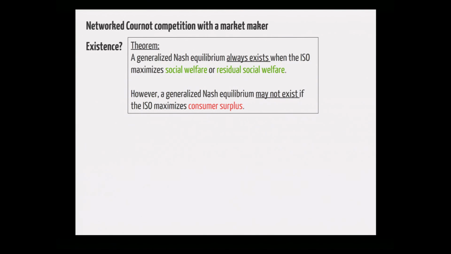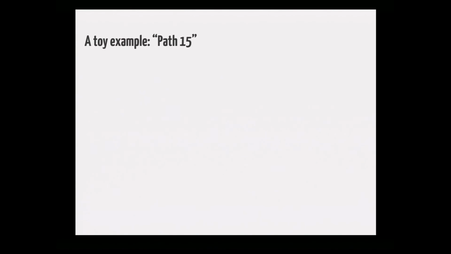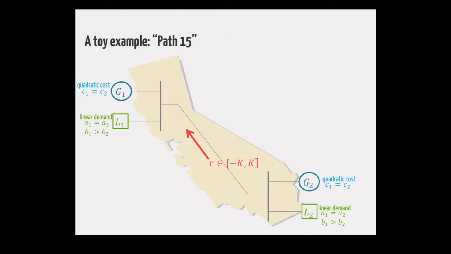This is specifically because of market power manipulations. But if you're optimizing social welfare or residual social welfare, equilibrium will at least exist, which is a good first step. But that doesn't mean everything is good. Just to highlight how much this can matter, this is my caricature of California. There's basically large generators in the south, large generators in the north, and a few overcapacitated lines between them. The real line here is called Path 15, and it really is a big congestion point for the network in California.